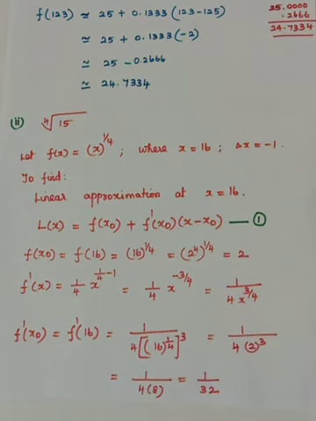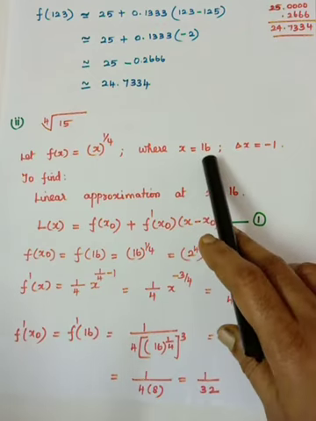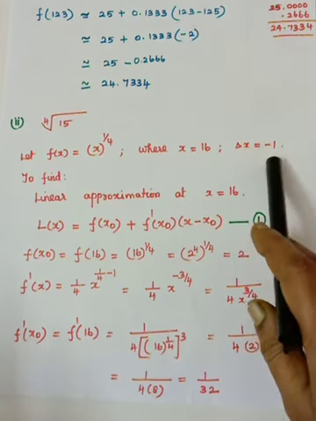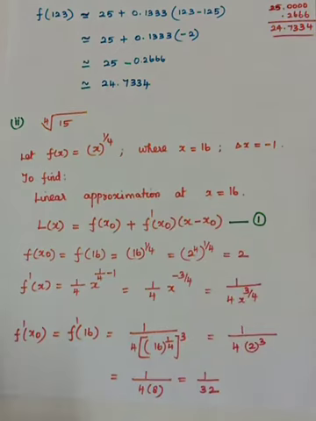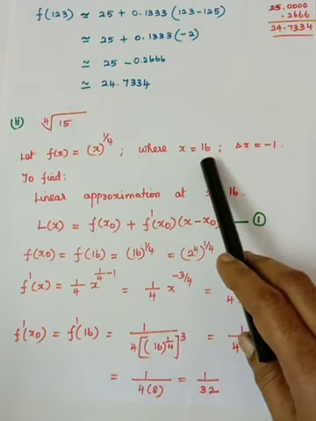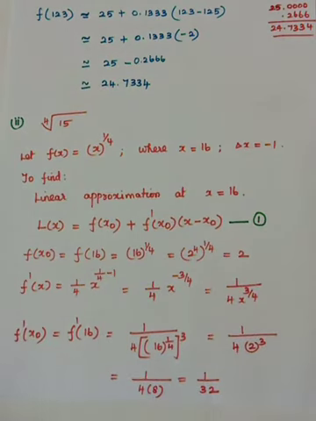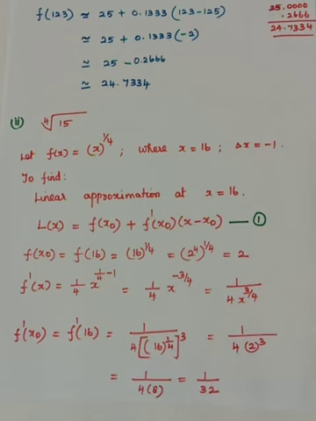But what is x? x is equal to 16. Why 16? The fourth root of 16 we can easily find. So that's why we have taken x is equal to 16. And this change in x is nothing but minus 1. If you add these two, 16 minus 1 is 15. So first we are going to find the linear approximation at x is equal to 16. Then we are going to substitute x as 15, so we can easily get the answer.